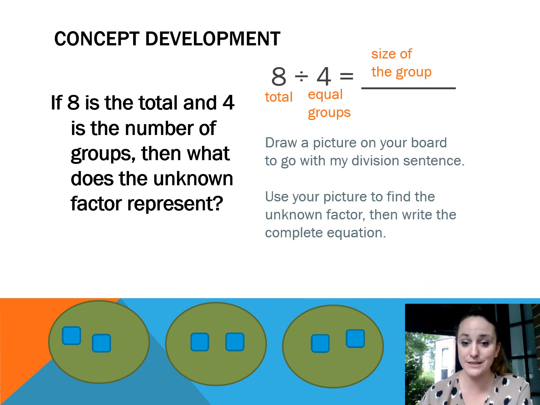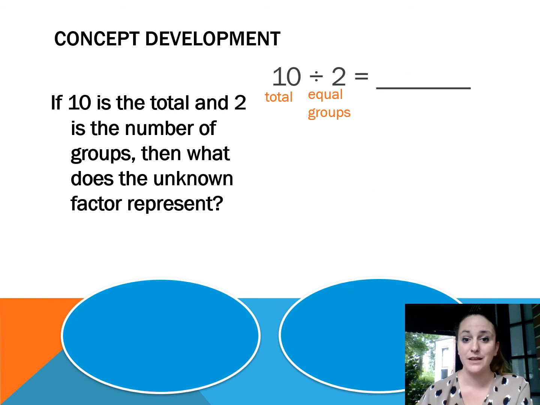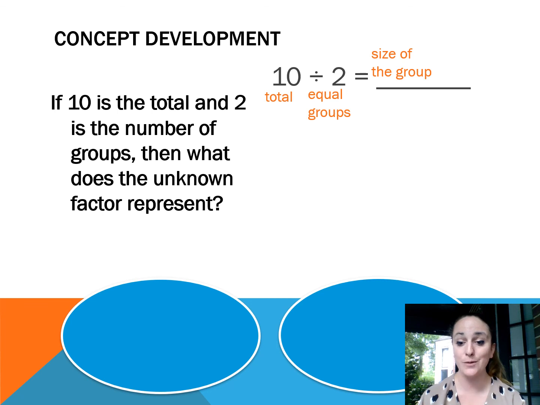What is the size of each group? Each group has 2 inside. That means 8 divided by 4 is 2. Let's do another. You may reset. This time we're going to look at 10 as the total and 2 as the equal groups. If 10 is the total and 2 is the number of groups, then what does the unknown factor represent? It represents the size of the group.